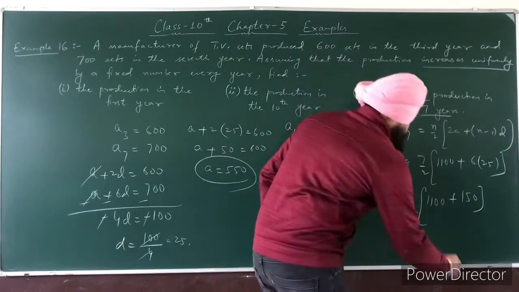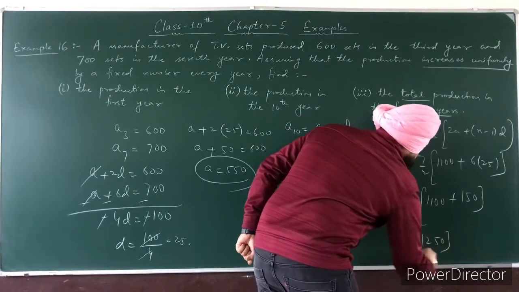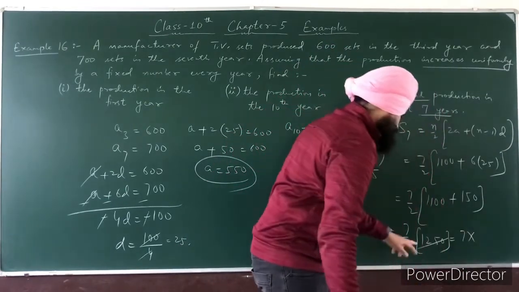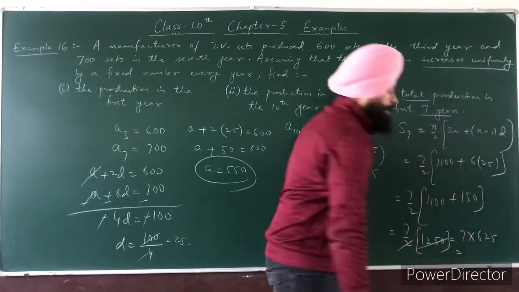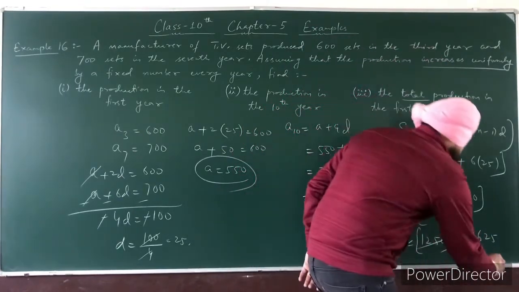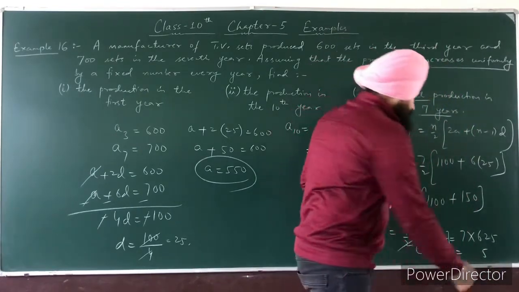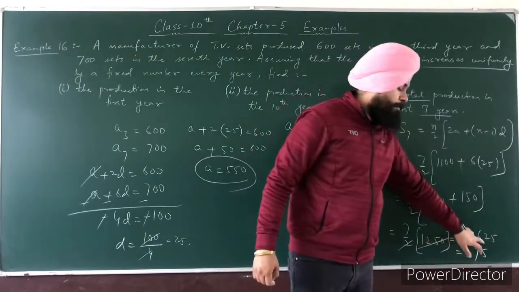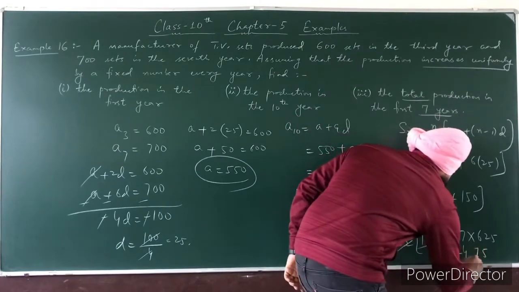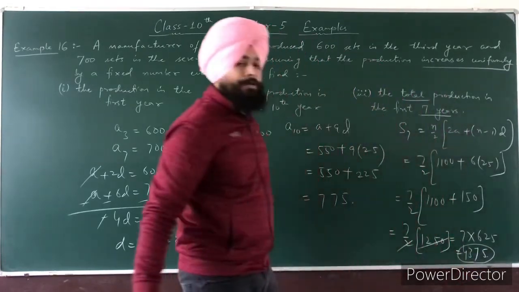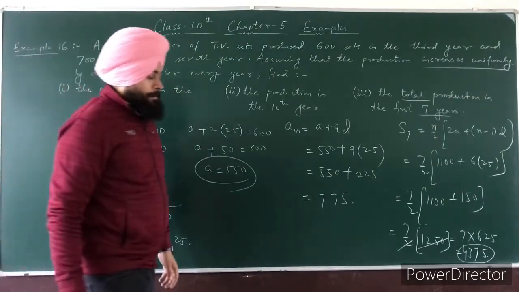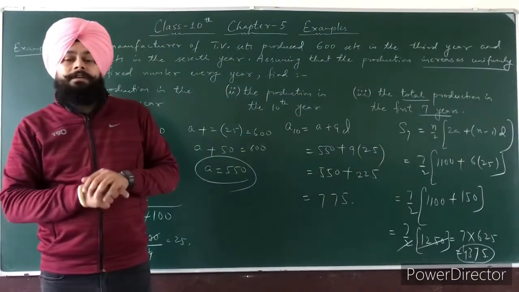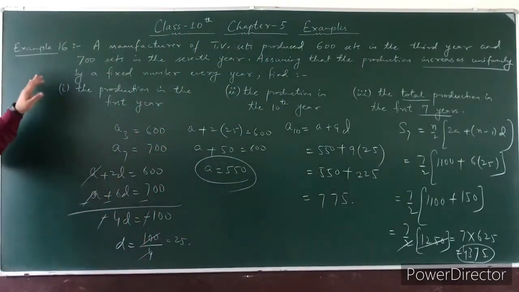1100 plus 150 it is 1250. Now cancel this 1250 with 2. It is how much? 625. Now find the product of 625 and 7. 7 5s are 35, 3 carry, 7 2s are 14, 14 plus 3 is 17, 1 carry, 7 6s are 42, 42 plus 1 is 43. So what is the answer? 4375. ठीक है, इसका मतलब 4375 TV sets की production हुई total in the first 7 years. Alright, so this is the example number 16.